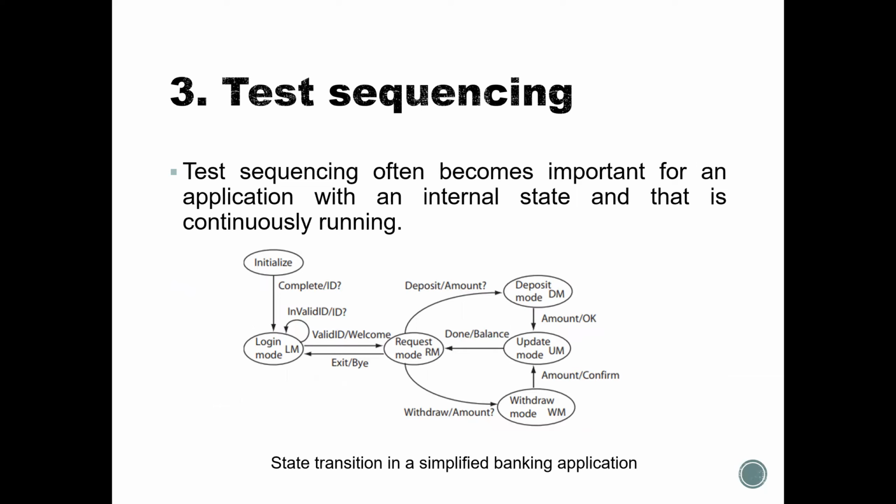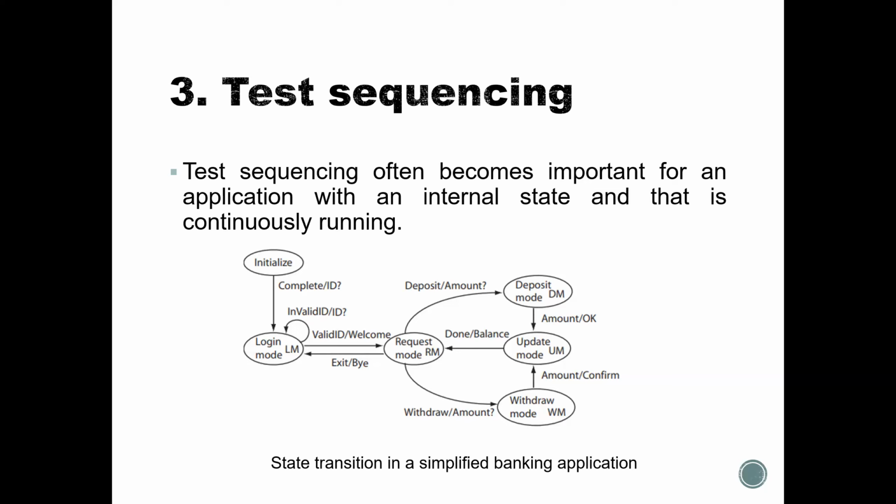Okay, so the next thing is test sequencing. Like I said, the sequence in which the tests of an application are going to execute is referred to as test sequencing. However, it is going to vary from application to application, and it may not be a big concern when you are performing regression testing. However, it becomes very important for an application which has certain internal state and which is in continuous running mode.